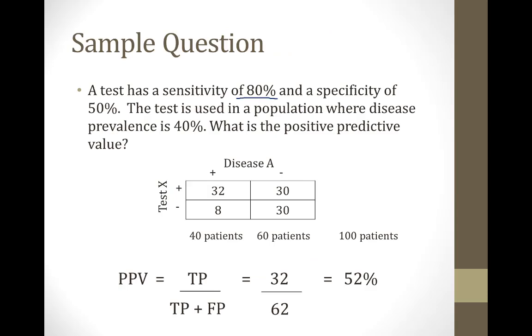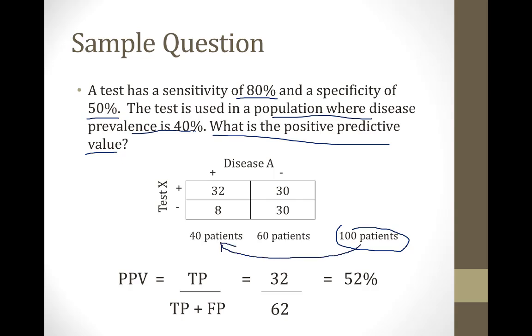A test has a sensitivity of 80% and a specificity of 50%. The test is used in a population where disease prevalence is 40%. What is the positive predictive value? So the first thing you always want to do in questions like this where you're given prevalence is create 100 imaginary patients and divide them up by the disease prevalence. So the disease prevalence is 40%. So we're going to put 40% of these 100 patients, or 40 patients, right here, and that represents the sum of all the patients in this column, all the disease positive patients. The other 60 patients we're going to put right here, and that represents the sum of all the patients in this column, the disease negative patients.